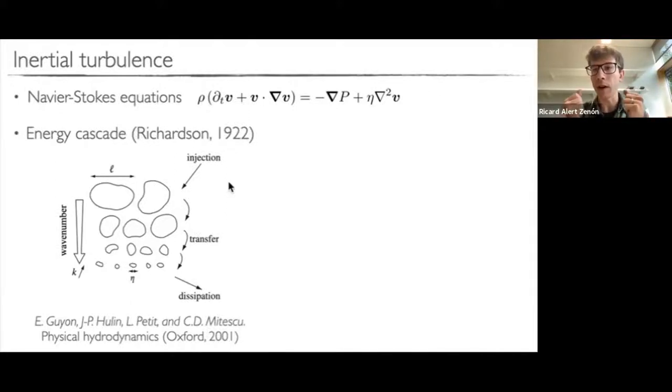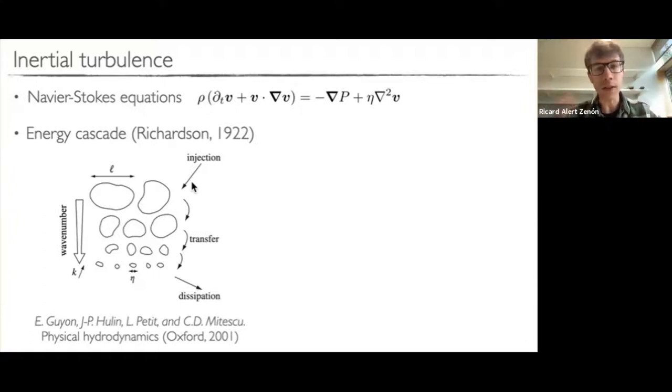Imagine that you're driving your car on the highway. And by doing so, you're injecting energy into the surrounding air, okay? And you're generating vortices in the air. And the size of these vortices is comparable to the size of your own car, okay? So that's what I call this injection of energy into the fluid. Now, at this large scale in which I'm generating vortices, as I said, the Reynolds number is very high, so inertia dominates over viscosity, and the energy that you injected cannot be dissipated by viscosity. And so it has to be transferred to other scales.